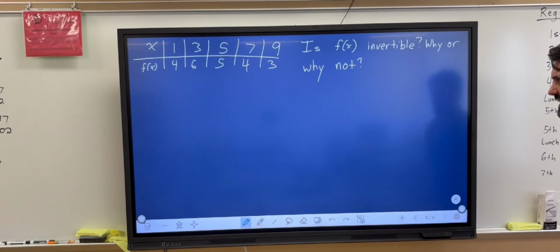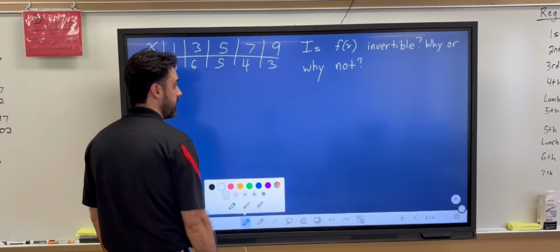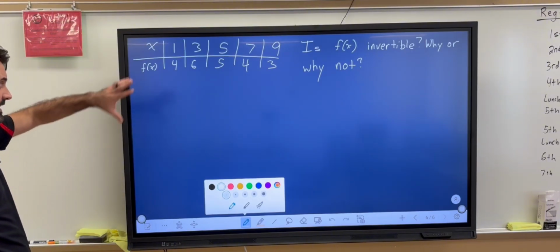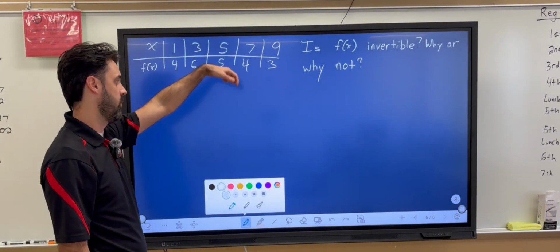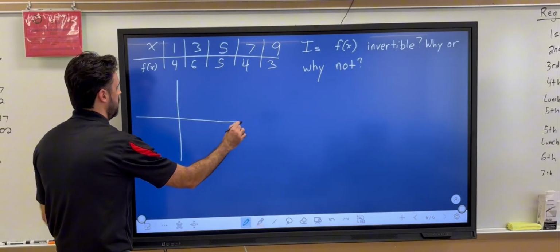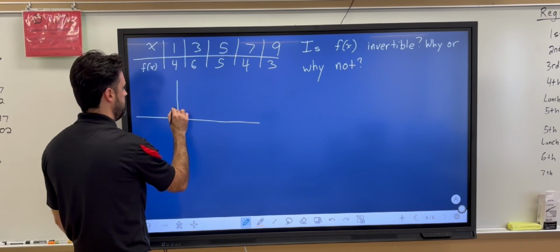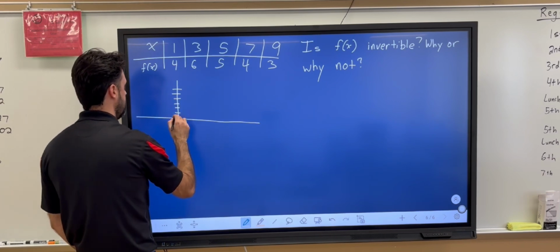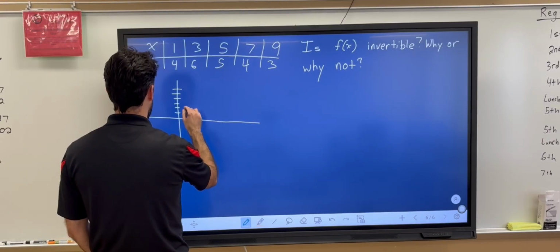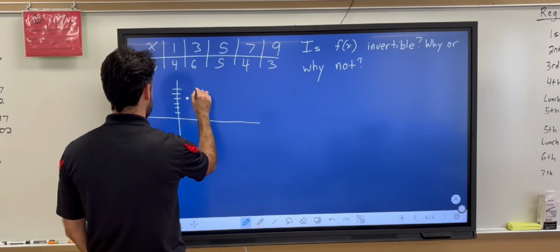All right, last question. We've got a table, and it says, is f of x invertible? Why or why not? So to figure this out, I'm going to go ahead and just plot some points. All right, we don't know exactly what the graph looks like. But let's see what happens if I plot 1, 4. I'm not going to even worry about the x-axis. But I'm going to go to 1, 4, and then 3, 6.